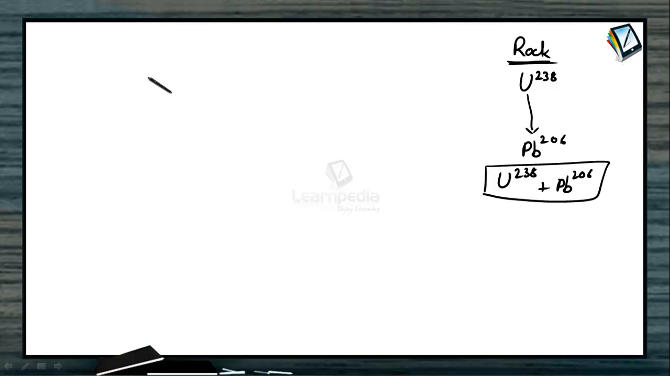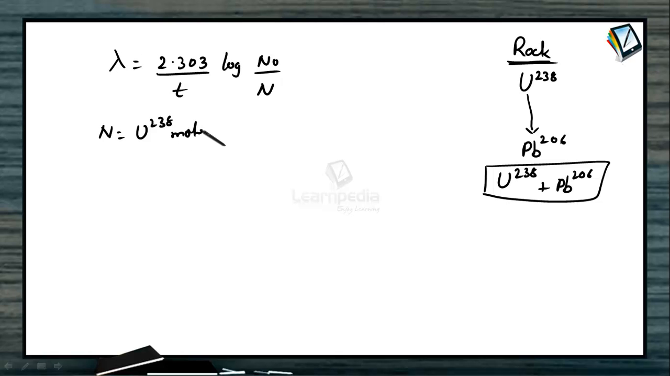And it is like this. We know that radioactive decay follows first order kinetics, and we have the expression as lambda equal to 2.303 by T into log N0 upon N. What is N here? It is the amount of substance left after time T. So what is the number of moles of uranium-238 left after a particular time T? And what is this N0? It is the initial number of moles of uranium-238.